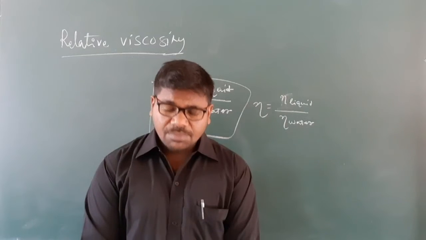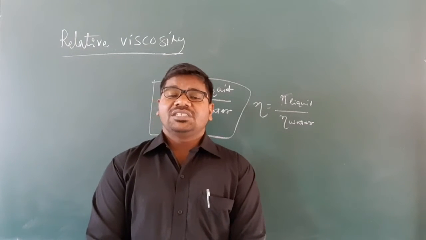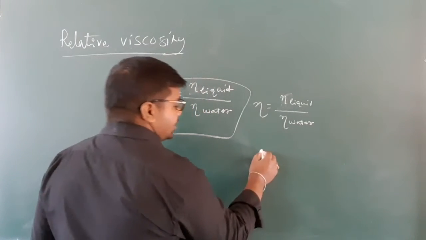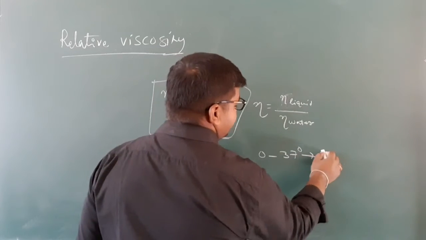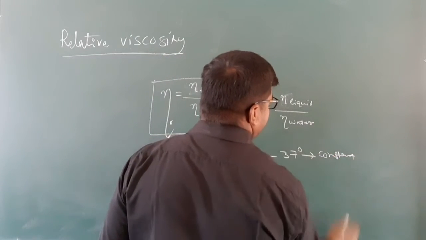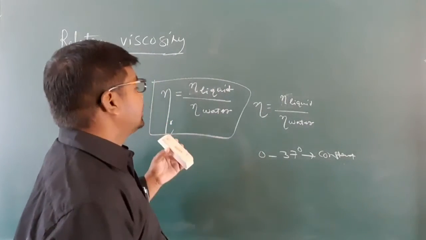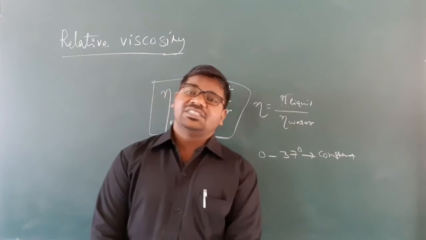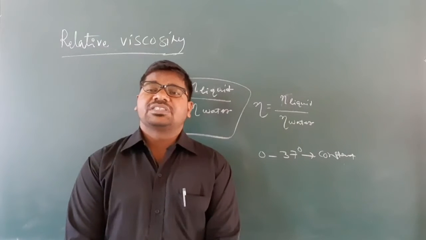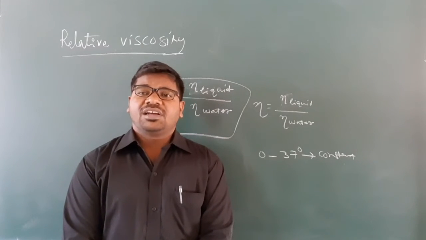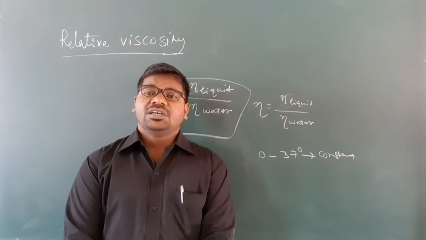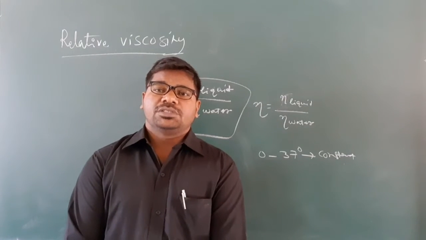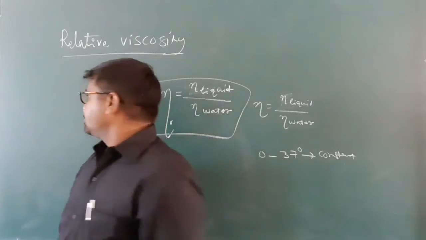Okay, so we know that the viscosity of blood from 0 to 37 degrees is constant. Understand, 0 to 37 degrees constant. Relative viscosity matters. Understand this: viscosity, cause of viscosity, coefficient of viscosity and its units, SI units, and relative viscosity matters. Coming to fluid friction force.